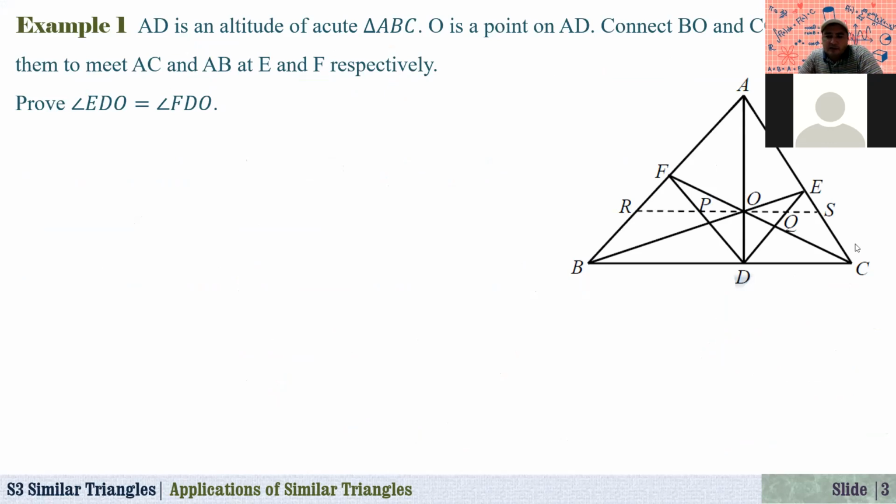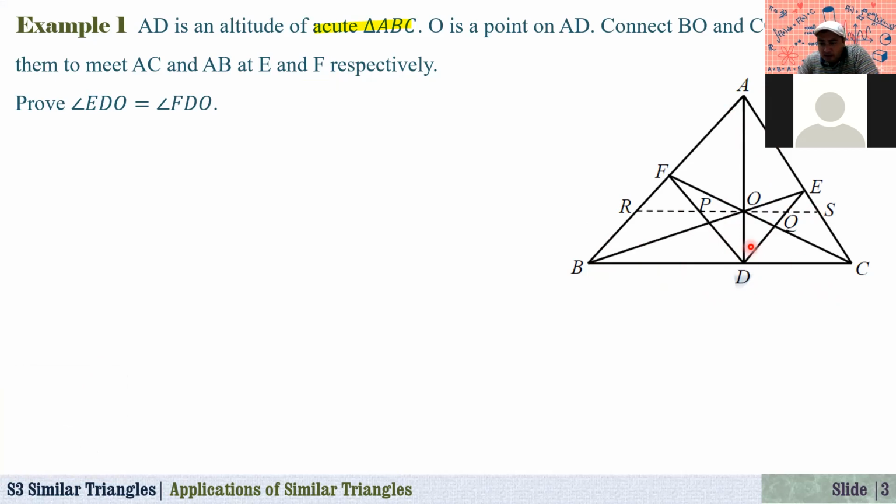Example 1. Here it says that AD is an altitude of acute triangle ABC. What we mean by acute triangle ABC is that all the interior angles of triangle ABC are acute angles. Acute means an angle that is greater than 0 and less than 90 degrees. And also it says that O is a point on AD. So AD is a height, an altitude. That means that angle ADB is equal to angle ADC, that's equal to 90 degrees.